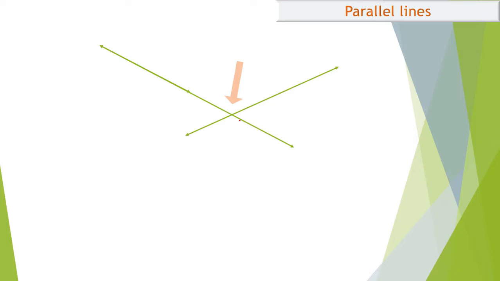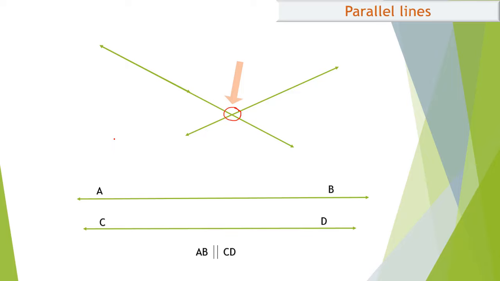Parallel lines. If we extend these lines they can intersect. Points where lines cross are called intersections. Lines that don't intersect are parallel to each other. Because lines go on forever, if you extend these lines, they don't intersect. So they are parallel lines. We can write AB is parallel to CD with two vertical lines between them.